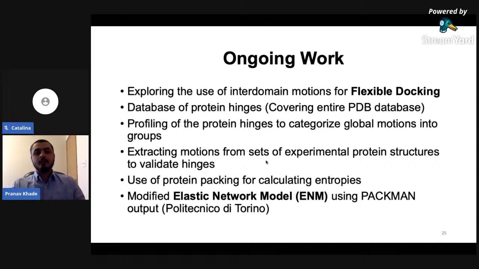And right now, what we are doing with this information is we are trying to implement the flexible docking. The motions you see, we are trying to implement the docking inside it. We are already talking to some people in Kansas University about that.